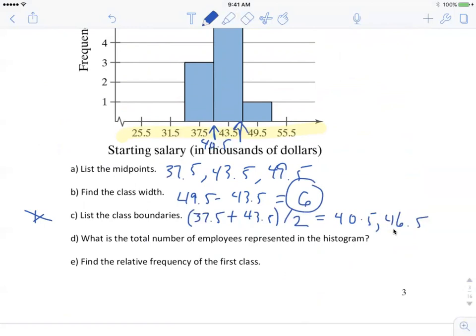And you also want to include the very last and the very first class boundary. So to get this one here, I would just subtract 6 from that one. So if I take 40.5 minus 6, that would be a 34.5. That's that value. It's getting really messy with my arrow. And then this one, it's 6 above this one. And so that would be 46.5 plus 6.